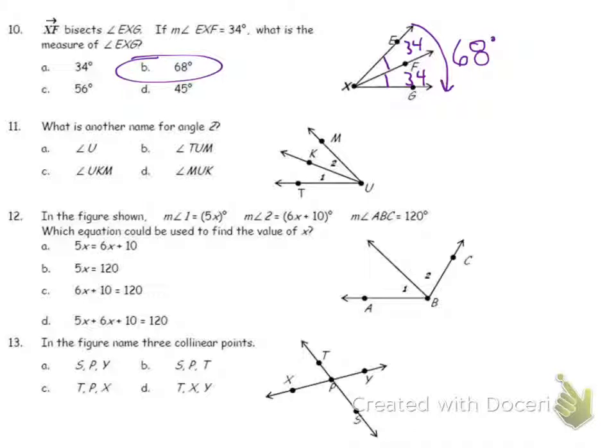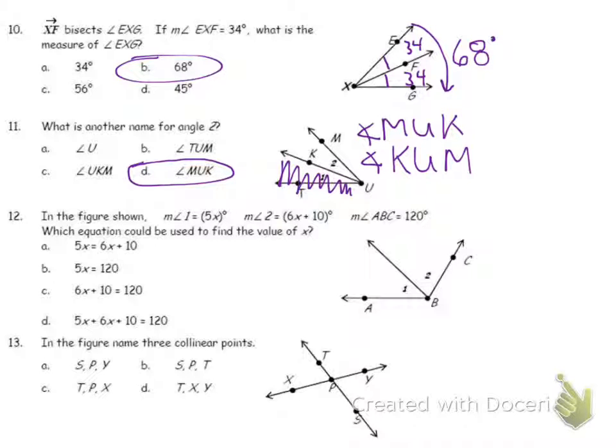Next one, what is another name for angle 2? Well, if I'm naming angle 2, I can ignore that bottom piece. Angle 2, I could name with U as the middle letter because it's the vertex: MUK or KUM. Well, I look at my possible answers. I'm going to go with D, MUK. Now, you may be looking at answer A and say, well, U is the vertex, and we could name it by the vertex. But the problem with that one, and the problem that happens with that in general, is if I looked at that original diagram and I said angle U, we wouldn't know which one we're talking about, because if there are multiple angles there, we have to name it with the 3 letters.